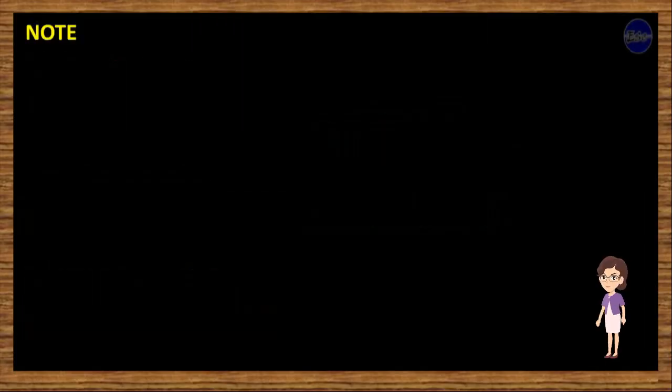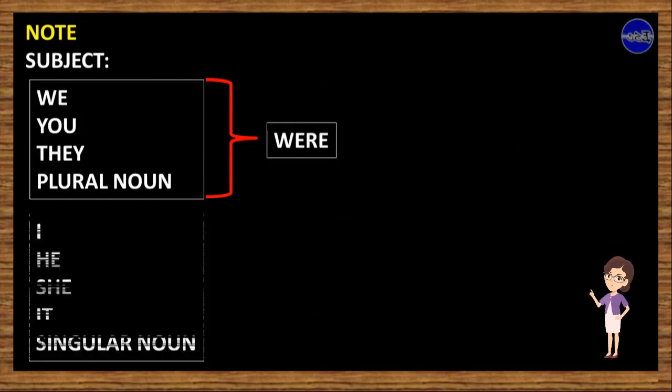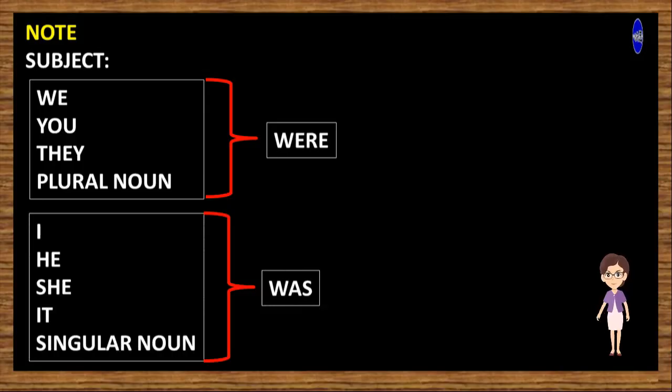Note, bear in mind, in simple past tense that uses be, if the subject of the sentence is one of we, you, they, or plural noun, then use were. But if the subject of the sentence is one of I, he, she, it, or singular noun, then use was.